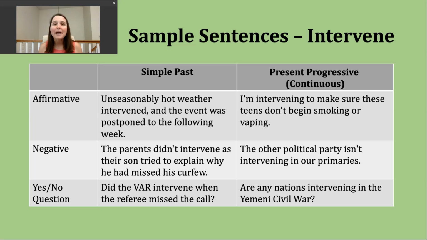So here we do have to pay attention to our subject. If our subject is I, then my form of be is am. If my subject is you, we, or they, my form of be is are. And if my subject is he, she, or it, be is is. Okay, so I'm going to use am, are, or is, and then I'm going to use the ing form of the verb. Here's an example.